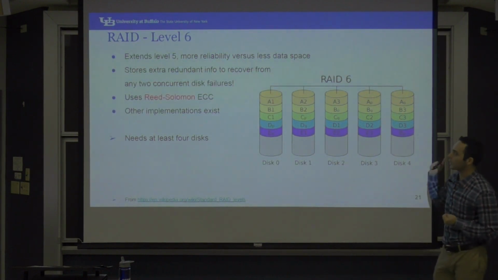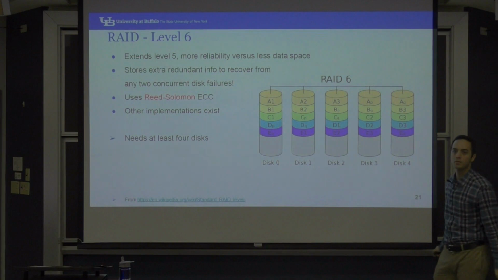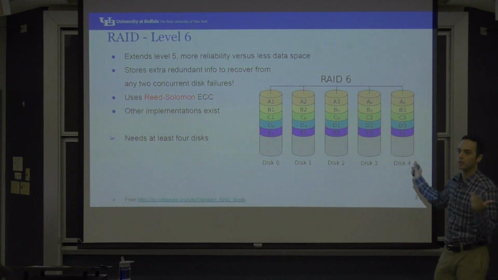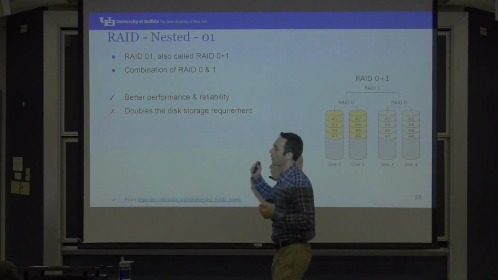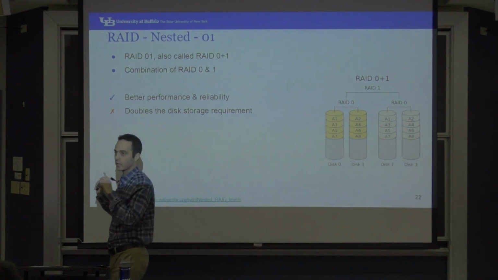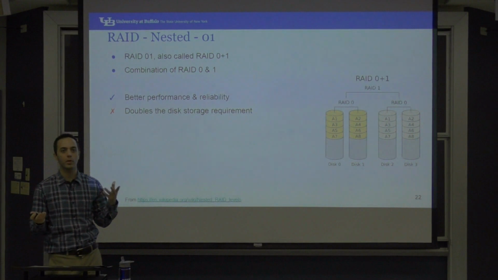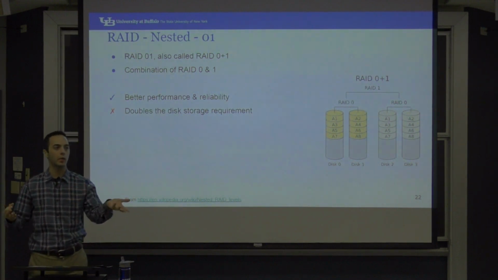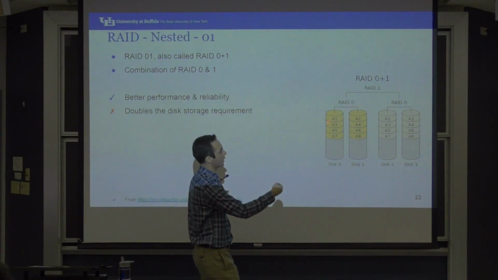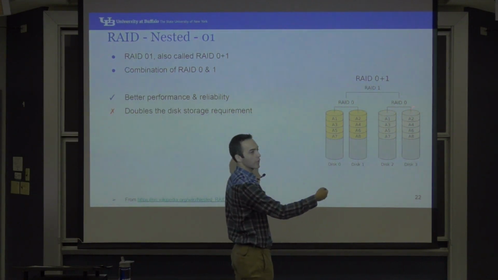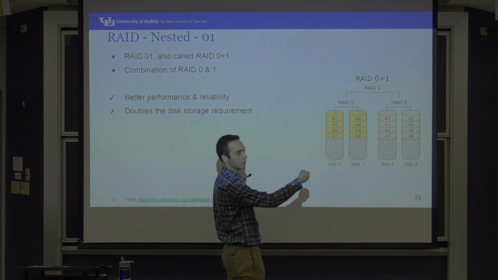Okay. Any question on RAID 0 to 6? We're almost done with basically all the levels of RAID. Now, we have nested ones. So RAID 0.1 or RAID 0 plus 1 is a combination of RAID, which basically gives you both benefits of 0 and 1. How is that? You basically have 2 disks which are RAID 0 together, and another 2 disks that are RAID 0 together, and you just mirror these together.